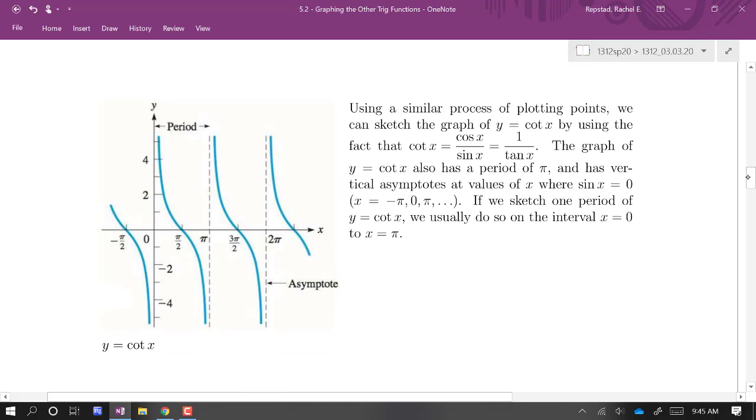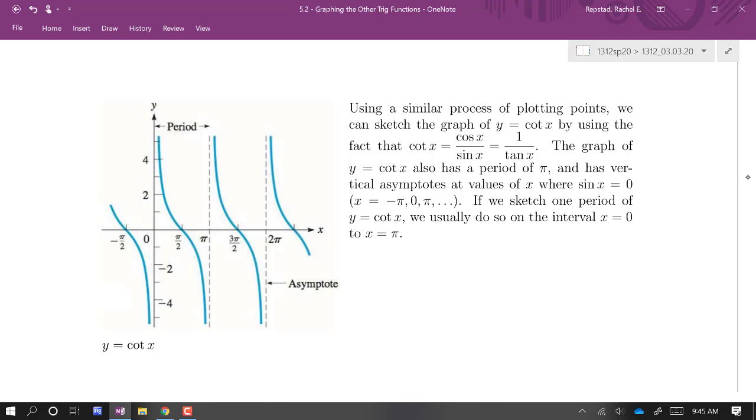So if we just look at this period from 0 to pi, it blows up in the positive direction when it approaches 0. That makes sense because this is the first quadrant, so sine and cosine are both positive there. So if it's going to blow up as sine approaches 0, it's going to do so in the positive direction.